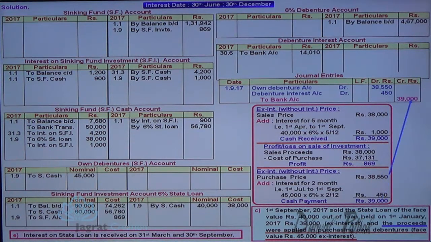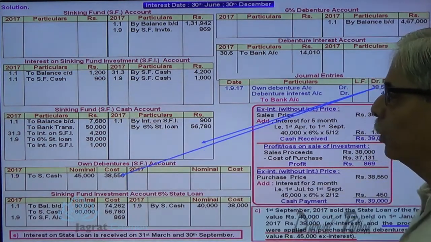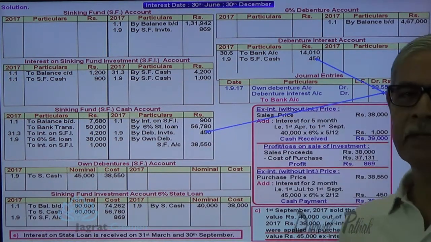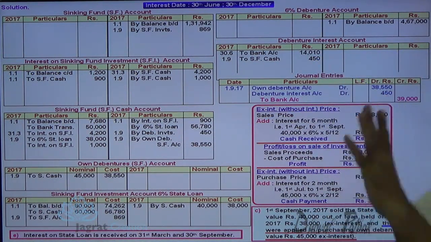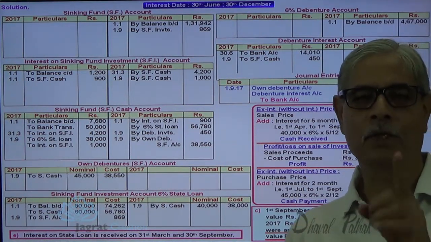To bank account credit. So investment in own debenture account debit, sinking fund cash account credit, debenture interest account debit, to sinking fund cash account. This is how this transaction is recorded. Very important transaction. So the transaction on 1st of September is recorded.